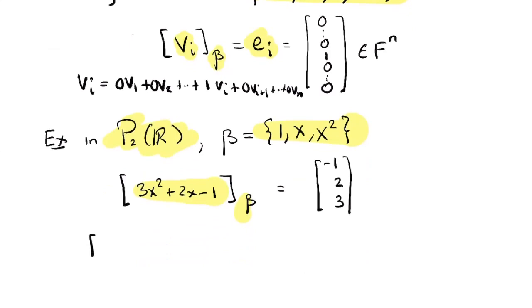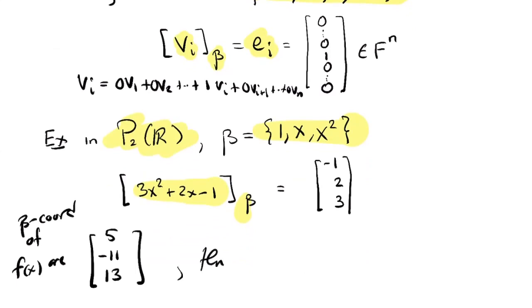Turning it around, if I said that the beta coordinates of some polynomial are, I don't know, 5, negative 11, 13, then you can tell me what the polynomial is, right? Because 5 is the coefficient of the constant term, negative 11 is the coefficient of the linear term, and 13 is the coefficient of the quadratic term. How do I know which one goes with which? Because it's an ordered basis. Cool.